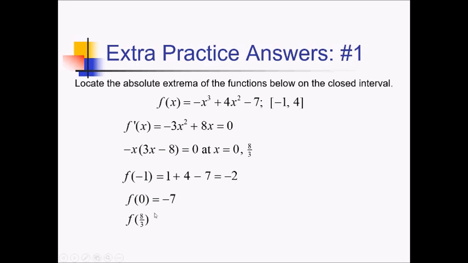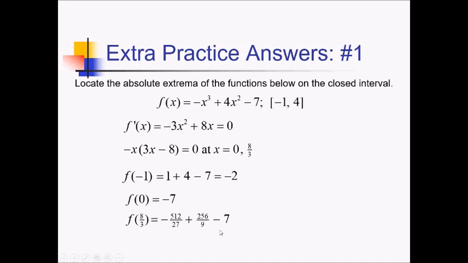And 8 times 64, I think that's 512, because that's going to be 2 to the 9th, and 2 to the 8th would be 256. So 512 over 27, and that whole thing is negative. Next, we have 4 times 8/3 squared. Well, 8/3 squared is going to be 64 over 9. And then we have 4 times that, so 4 times 64 is 256, and we're all over 9 here. And then we're subtracting 7 from all that.